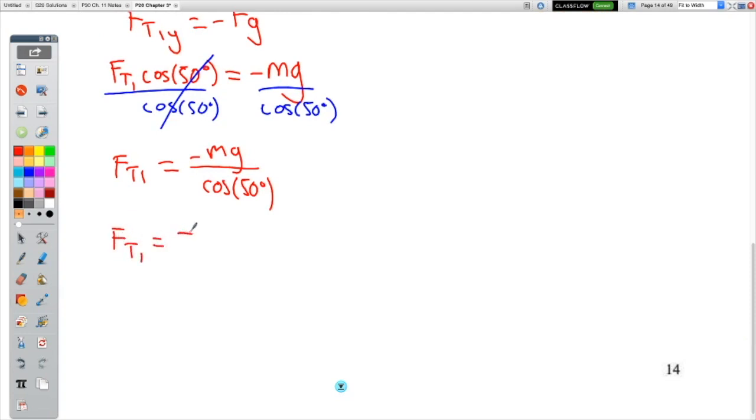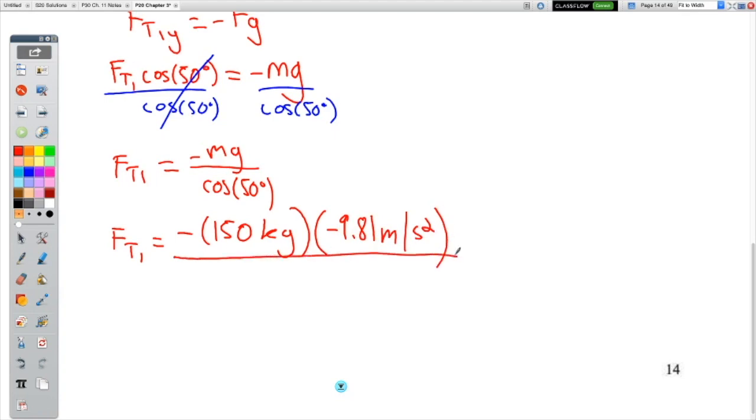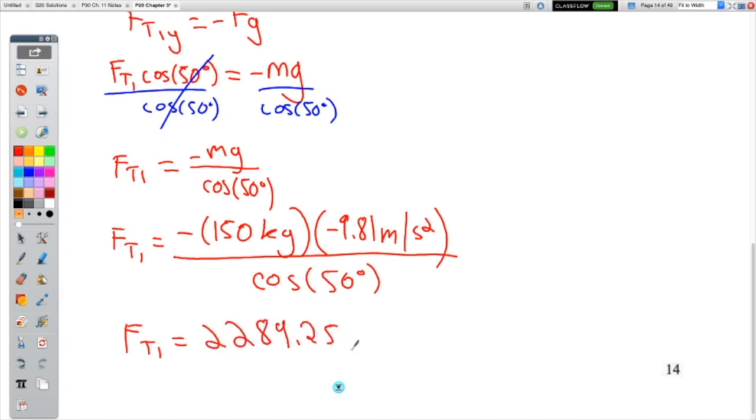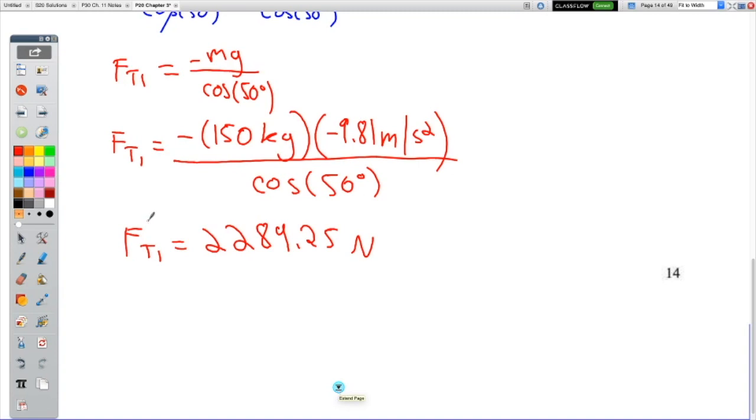So Ft1 equals negative. The mass of the sign that's being supported is 150 kilograms. Gravity, I said down was going to be negative, so acceleration due to gravity would be negative, because that's always down, of course, right? Drop something, it falls down, divided by cos of 50 degrees. Okay. So plug that all in your calculator, you should get that Ft1 equals a negative. Negative is a positive. Well, that's good because the tension should be up, right? It's fighting gravity here. 2289.25 newtons.